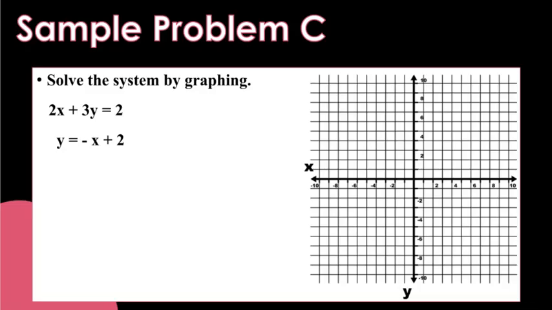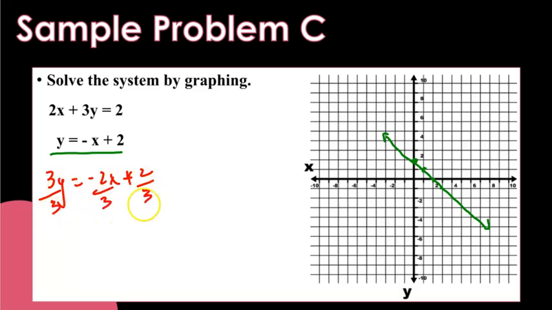Next, here I got this one here. I can plot that one, y equals negative x plus 2. So put a point at 2 on the y-axis. It goes down. So that would be that line there. The other one, if I subtract 2x, I now have 3y equals negative 2x plus 2, divided by 3. Now I have y is equal to negative 2/3 x plus 2/3.